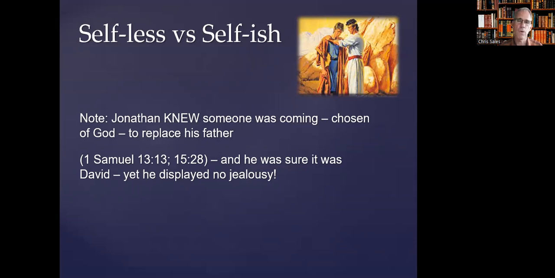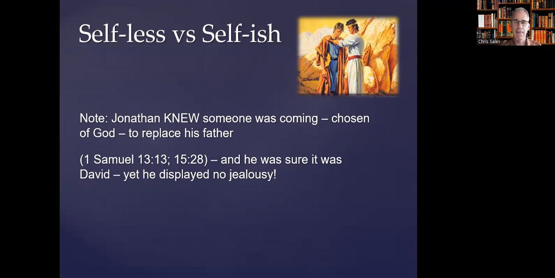Because Jonathan was focused not on himself, but on what was going to be best for others, and in particular, what was going to be best for the nation. So Jonathan knew someone was coming, chosen of God, to replace his father, and it wasn't going to be him. The kingdom was rent from Saul and given to a neighbor, right? Not his son, a neighbor. And I'm pretty sure that at this point in chapter 18, Jonathan knew it was David.